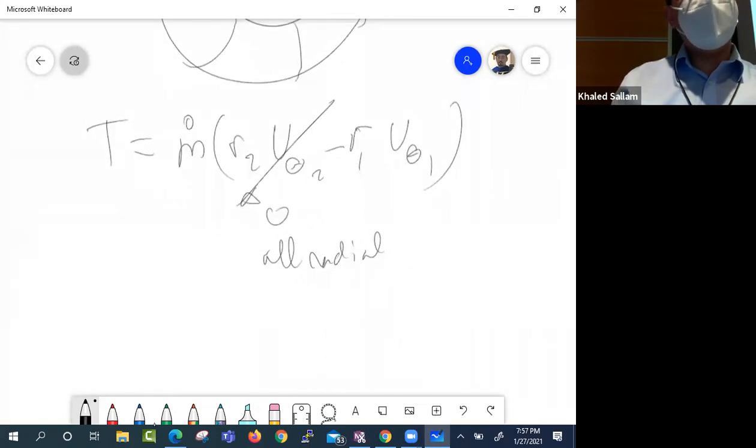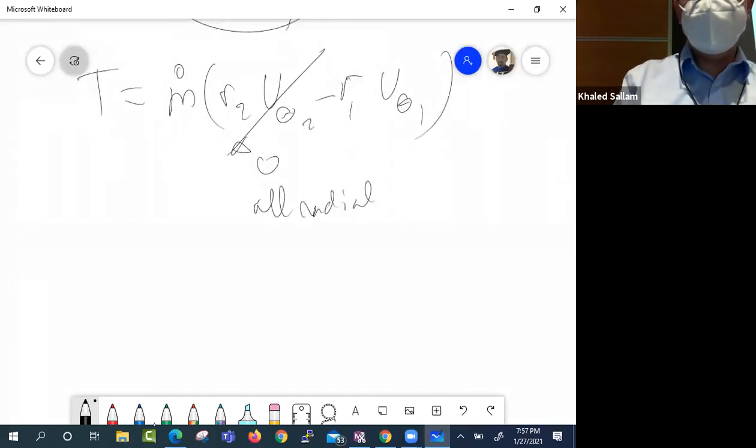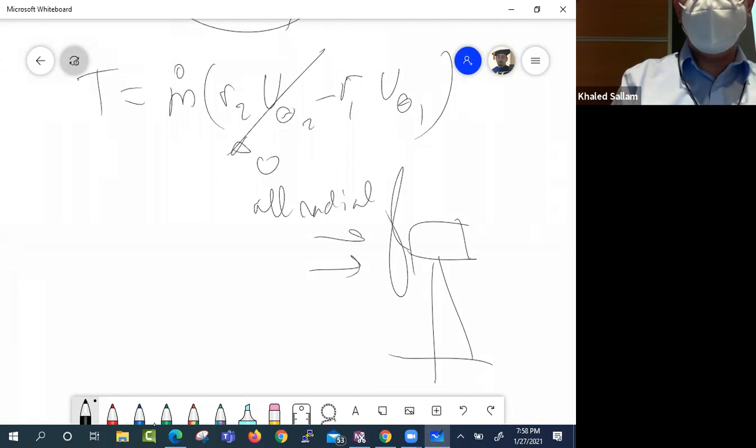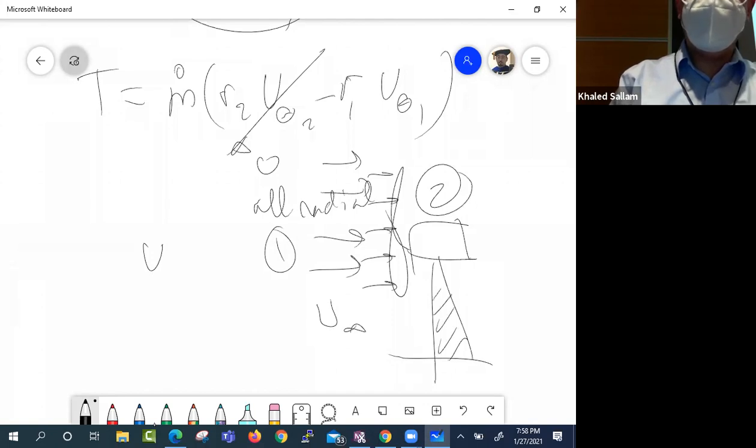Then what should be really confusing for you right now is the rotor of a wind turbine. That's very confusing because when the wind comes toward the plate, does it have a tangential component? If I tell you this is 1 and this is 2, where 1 is approaching the tower and 2 is after it goes through the rotor, how much is V theta 1?